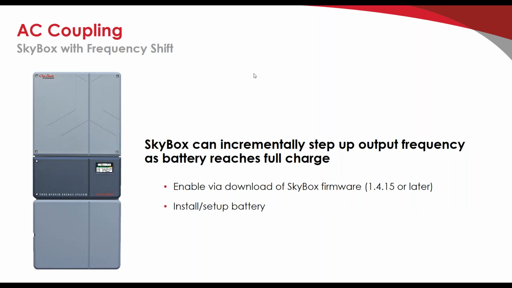We try to make things a little simpler with SkyBox. We incrementally step up frequency as the battery reaches full charge. And then that's enabled via download from SkyBox firmware, version 1.4.15 or later. That's our standard firmware offering. It's available out there from any internet-connected SkyBox right now. And then you simply install and set up the battery.